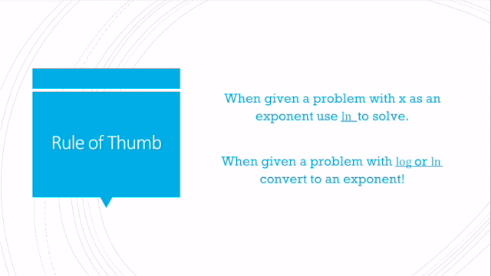So, rule of thumb is when you're given a problem with an x as an exponent, you're going to use natural log to solve. Okay? So if you're given an exponent, you go to a logarithm. And if you're given a logarithm or a natural log, you're going to convert to an exponent. Okay? Remember, they're inverses. One undoes the other. So it makes it a lot easier to solve these types of problems.